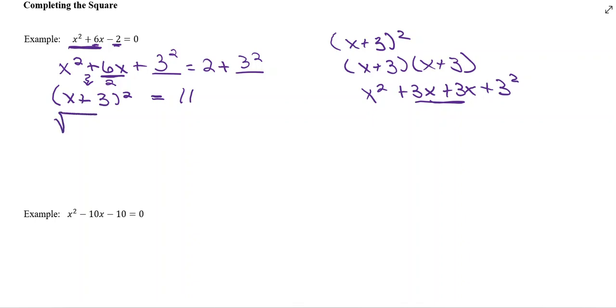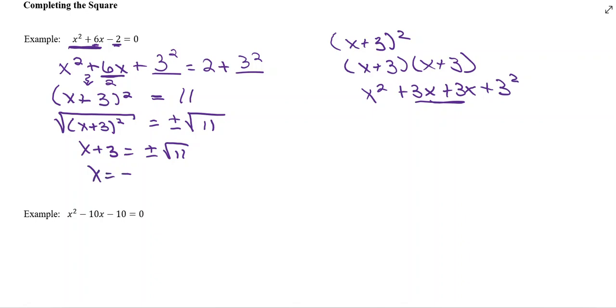The next step is to rad both sides, or square root both sides, so I can eliminate the square here. I have to remember this side will be plus or minus rad 11. So now I have x plus 3 equals plus or minus rad 11. Subtract the 3 over, but it needs to go in front of the plus or minus. So my final answer is x equals -3 plus or minus rad 11.